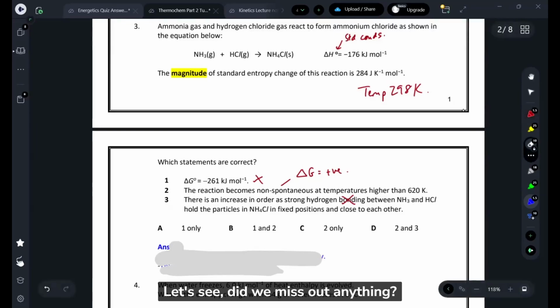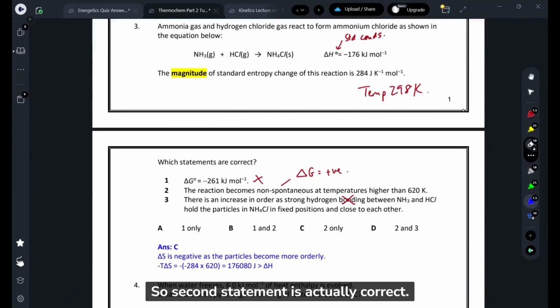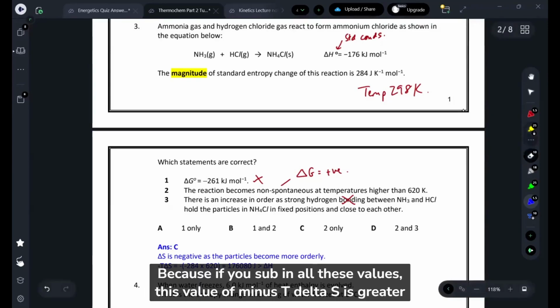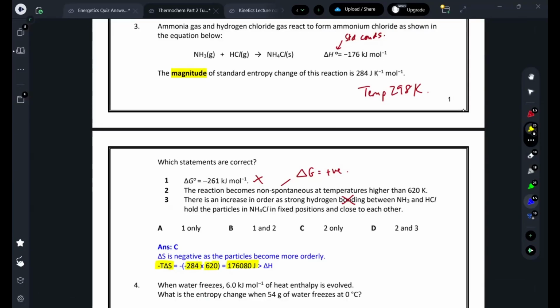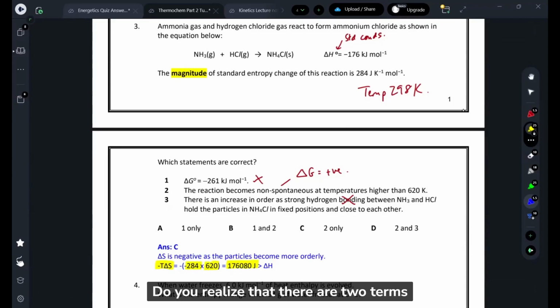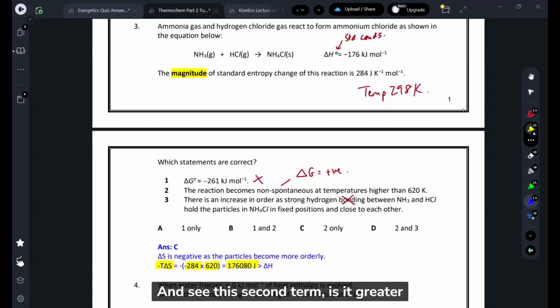Let's see, did we miss out anything? The answer here is C. So the second statement is actually correct, because if you substitute all these values, the value of minus T delta S is greater than delta H, which is minus 176. Do you realize that there are two terms here for the calculation of delta G? Delta H, which is given to us, and our job is to calculate minus T delta S. And see whether this second term is greater than the first term.